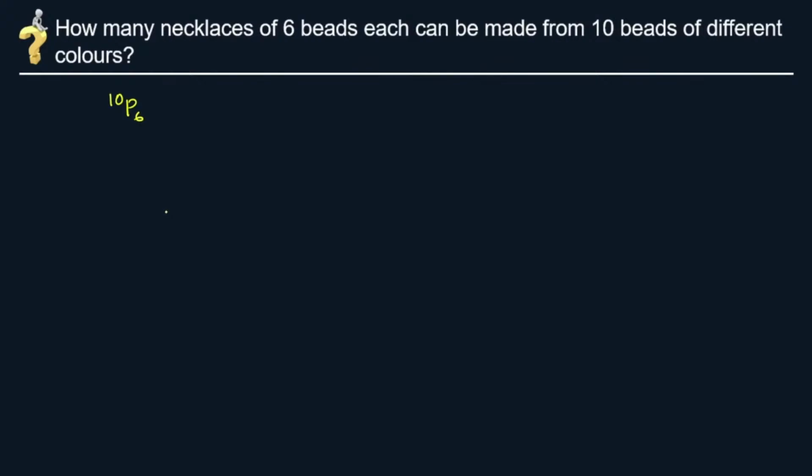10P6. This is the linear arrangement. I have taken 6 beads out of the 10 beads. But since you are arranging them in a necklace, your clockwise and anti-clockwise arrangements are the same. So it will be divided by 2r. Here r is 6. So your answer will be 1 over 12 times 10P6. Is it clear to all of you or not?